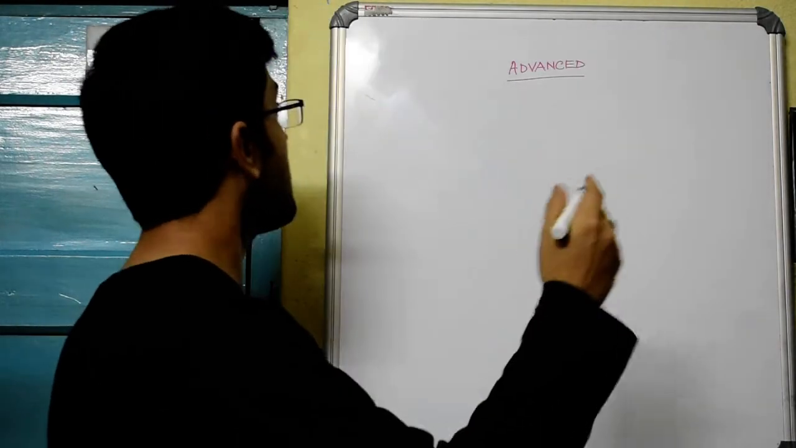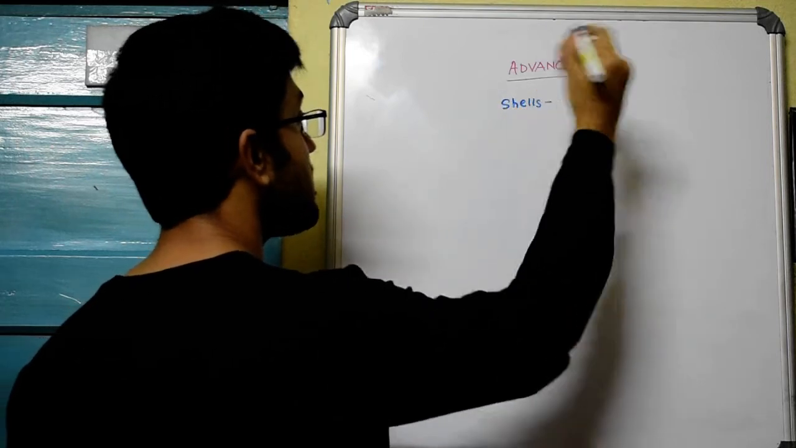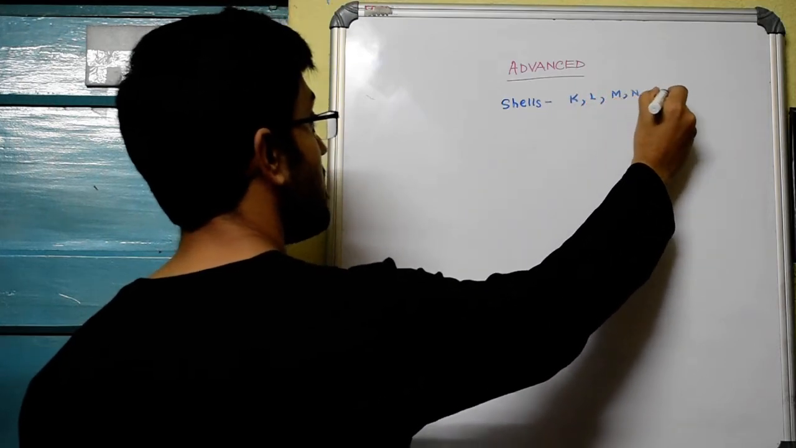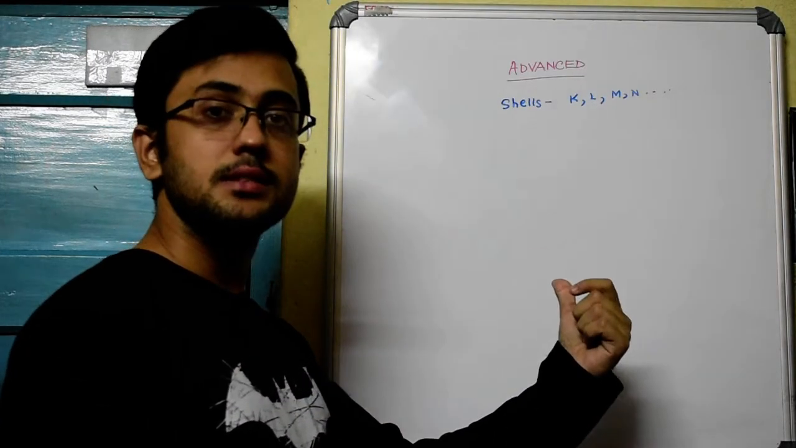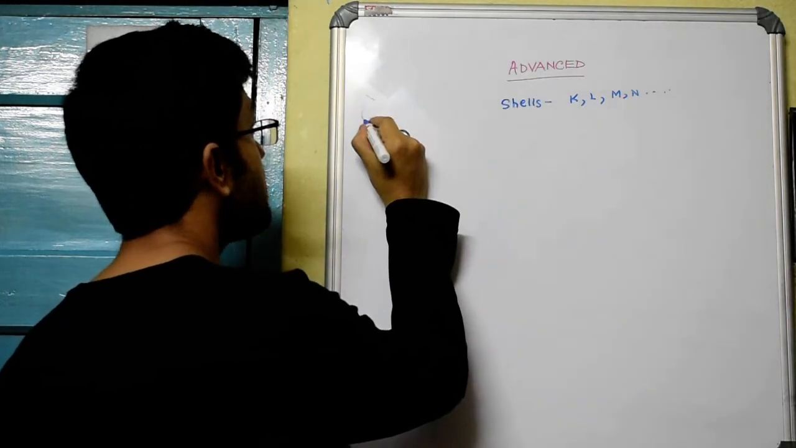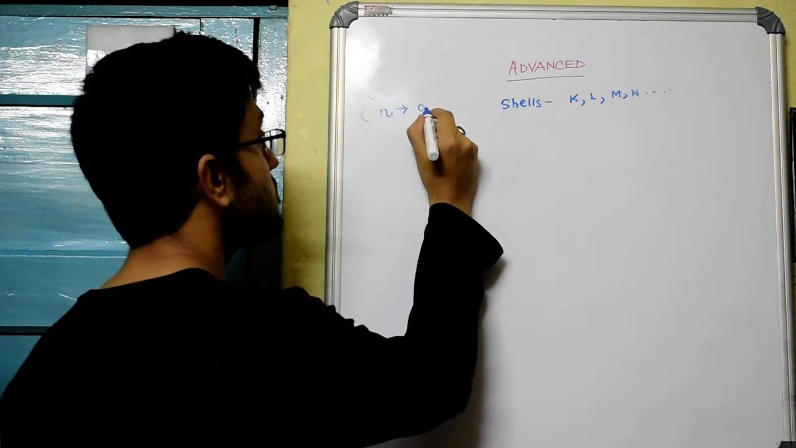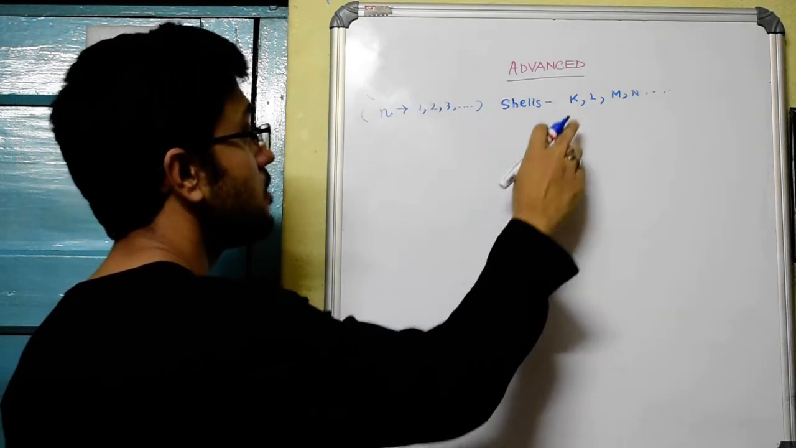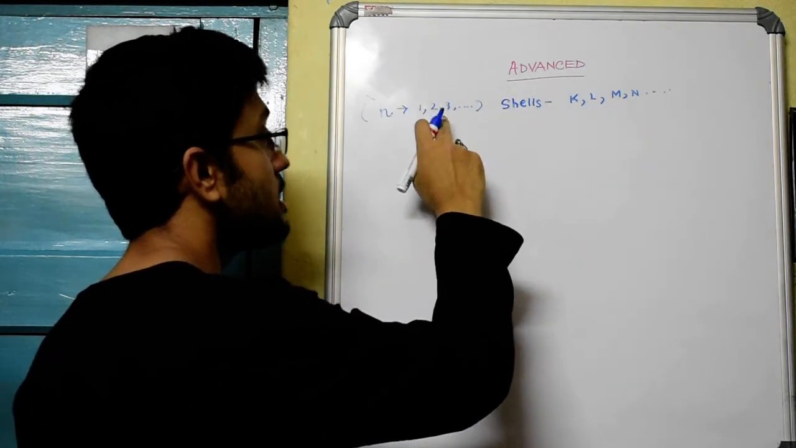Up to the last video we talked about shells. We said that there are many shells like the K shell, L shell, M, N, and so on, the different shells. Now, these shells are represented by an alphabet, small n. The n gives the number. n has values ranging from 1, 2, 3, and so on. So for K shell, n has value 1. For L shell, n has value 2. For M shell, n has value 3.